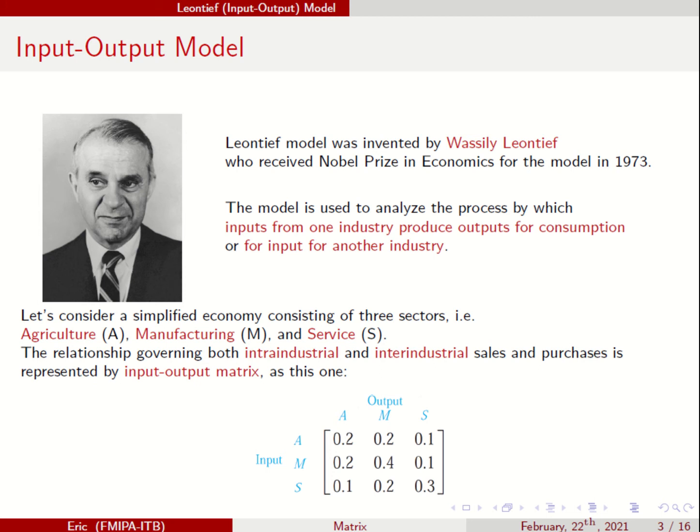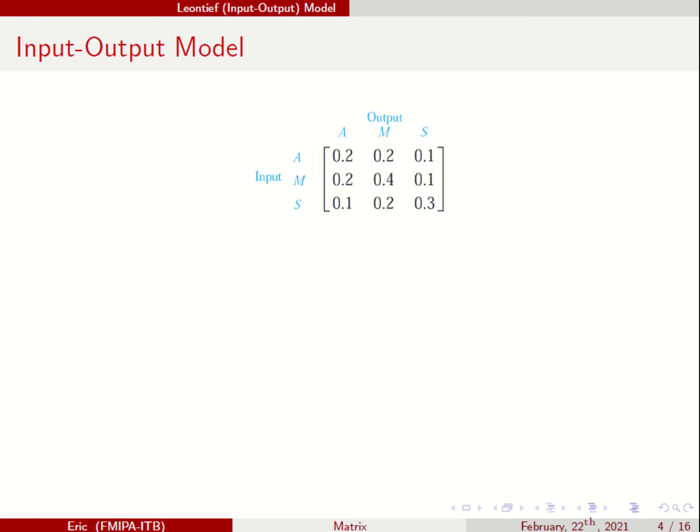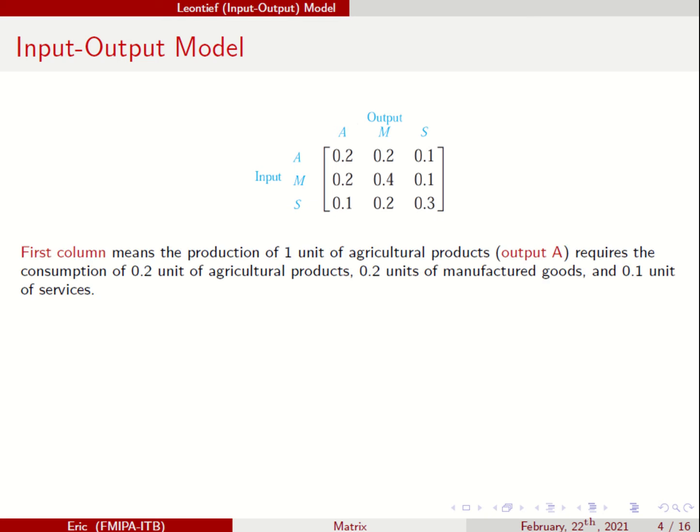The relation is usually represented by an output matrix like this one, and it has a certain order: agricultural, manufacturing, service, for both the rows and columns. So what does this matrix mean? What does this matrix represent?